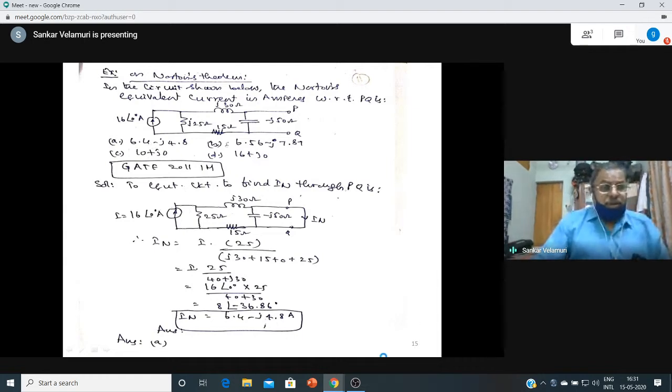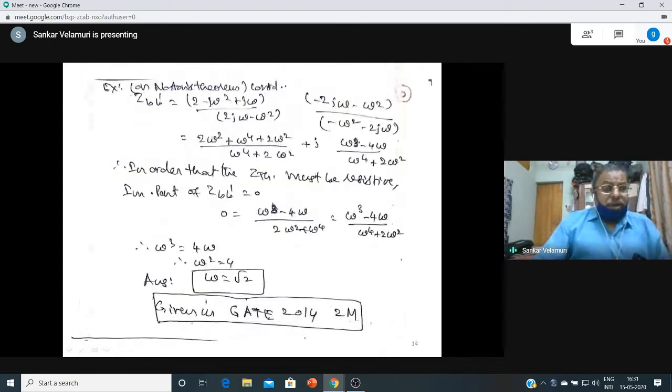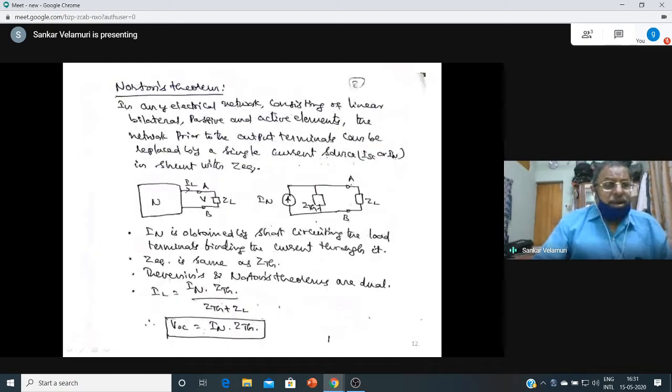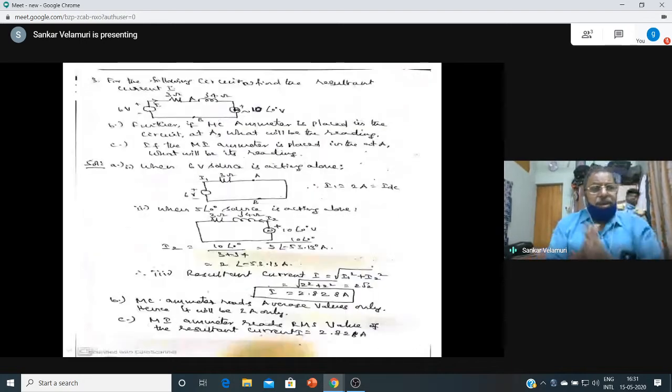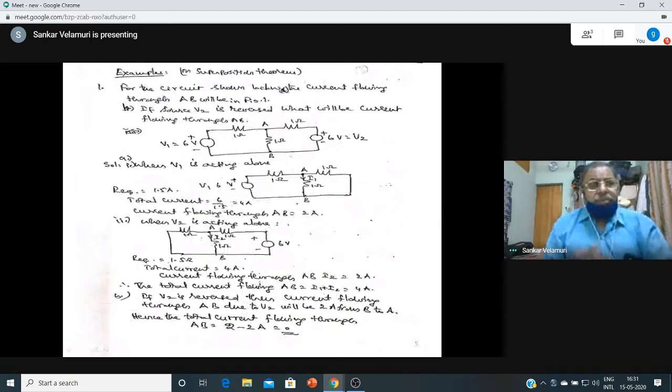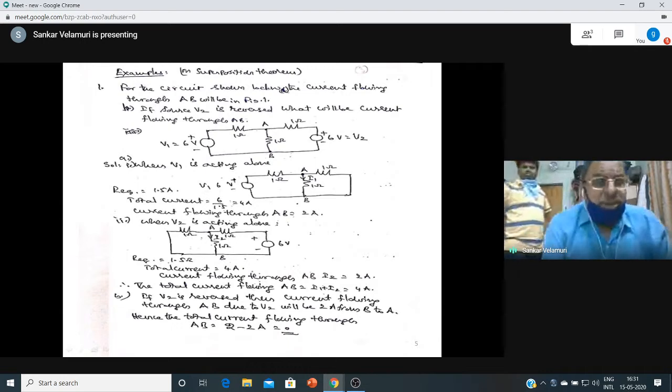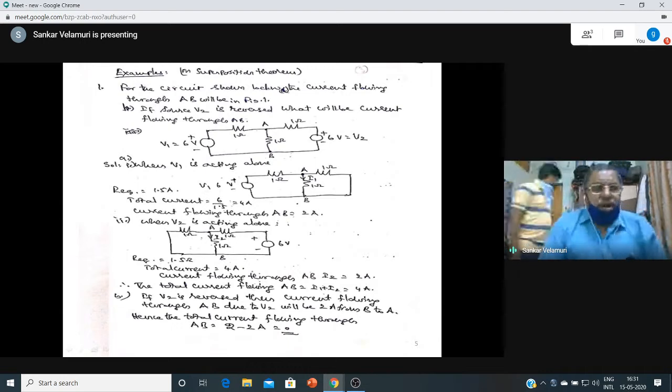So with this, let me briefly brush up in 1 minute: today I have started with the network theorems. Although there are 9 theorems, I was able to discuss only 3 theorems: the superposition theorem, Thevenin's theorem, and Norton's theorem, with good, very typical examples. They are complex problems, along with a fundamental one which our colleague also explained.